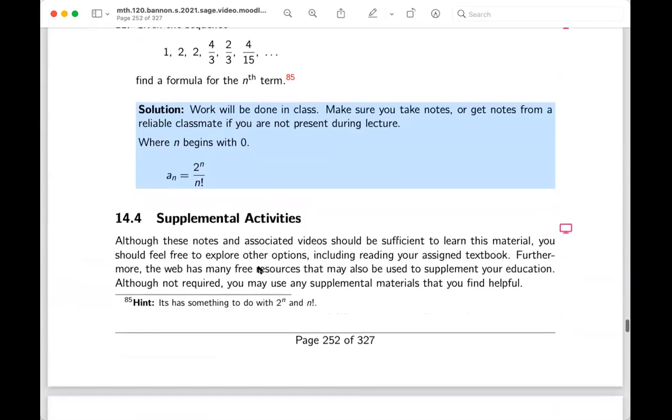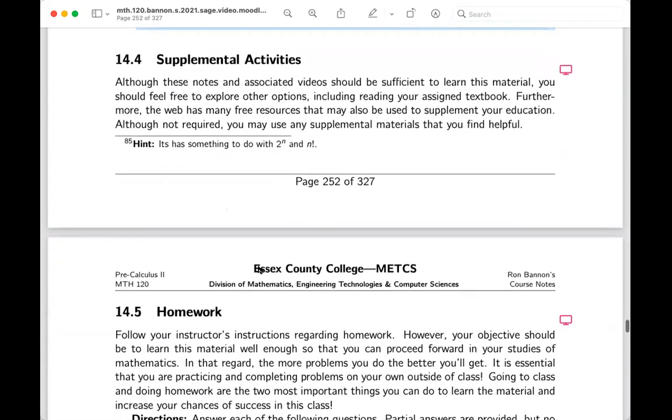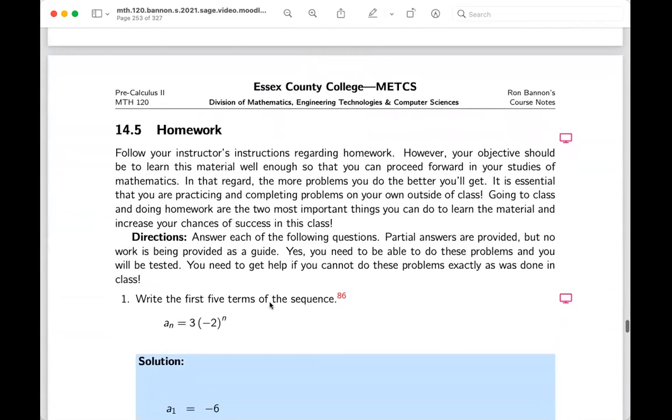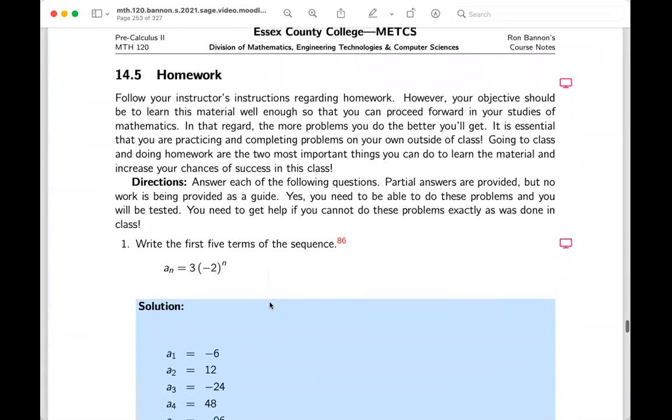So then there's supplemental activities. I want to point out that you should be looking beyond what's presented to you at Essex County College. You should be looking at books. You should be looking at the web. You should be looking at what your friends are doing, whether you're going to Essex County College or another school. Look at what other people are doing. Supplemental activities: you want to supplement your education. And granted, maybe it's not mathematics, but you really want to start thinking about becoming educated, and that's really a lifelong effort. It's a lot of activities to get there. Then there's homework. Again, the key here is you got to start doing material. You have to start trying. As hard as that sounds, you got to start trying.